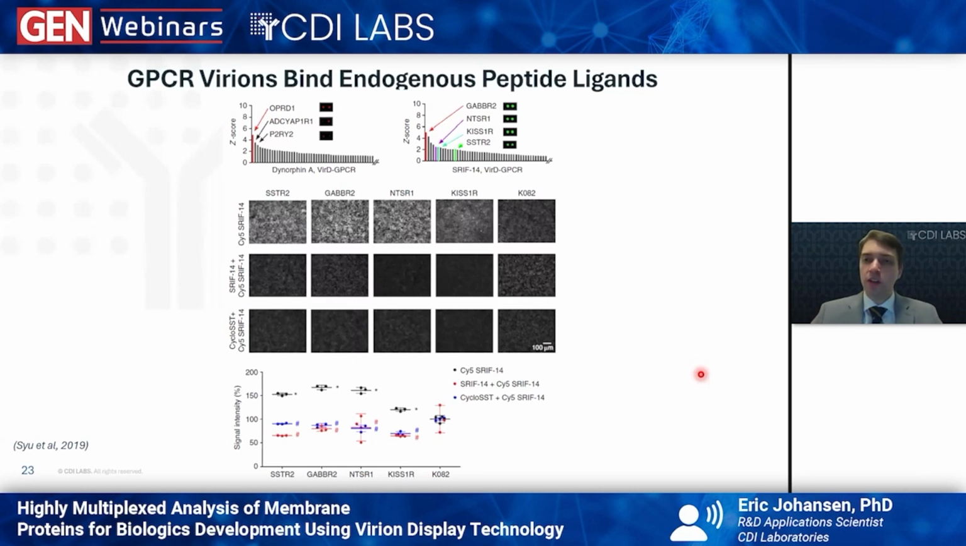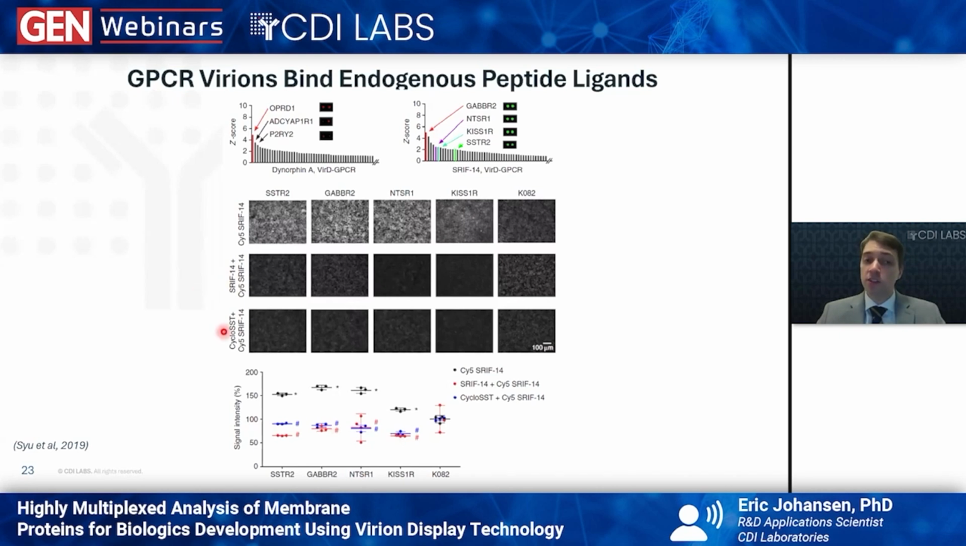We do a similar experiment as we did with the antibodies, in which we can add the fluorescently labeled peptide to cells that are infected with the virions to drive expression of the GPCRs and quantify the relative signal intensity of these cells expressing the GPCRs. When we do this, we can see that in this top row, when we just add the fluorescently labeled peptide, we get significant signal intensity for all of these GPCRs above our negative control. We can also do a competition assay in which we'll add unlabeled peptide in combination with the labeled peptide, and this consequently drives down the signal intensity.